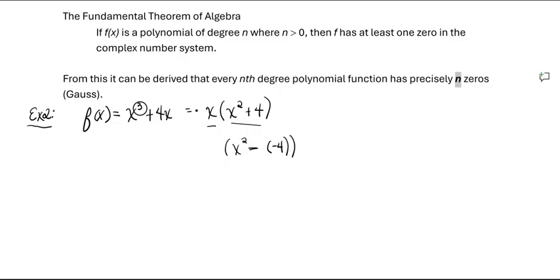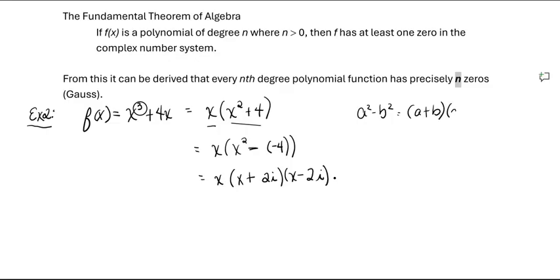I can treat this as a difference of 2 squares, which would be x plus the square root of negative 4, which is 2i, times x minus 2i. Because remember, the difference of 2 squares, a squared minus b squared, factors into a plus b, that's the square root of the first term plus the square root of the second term.